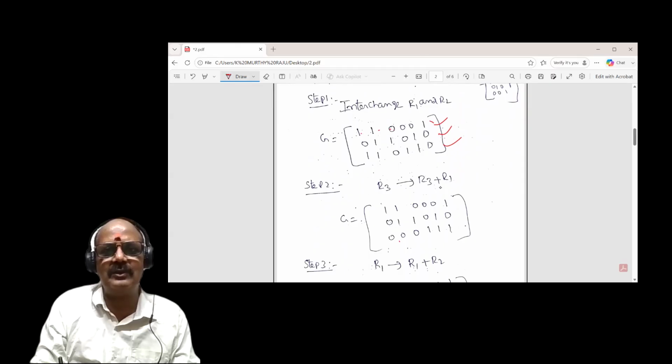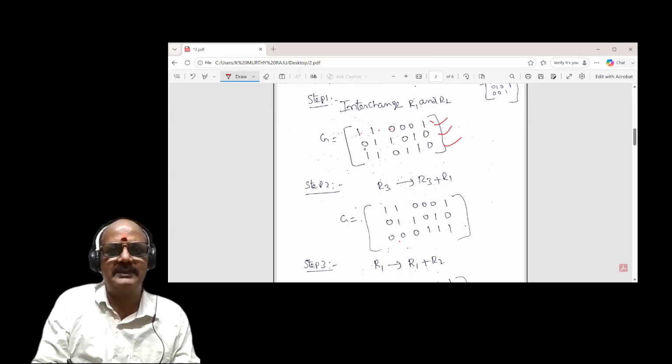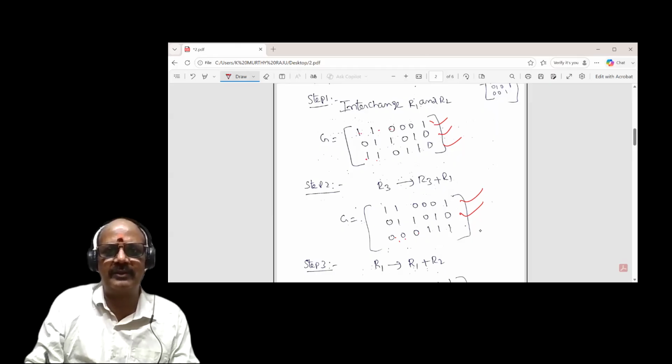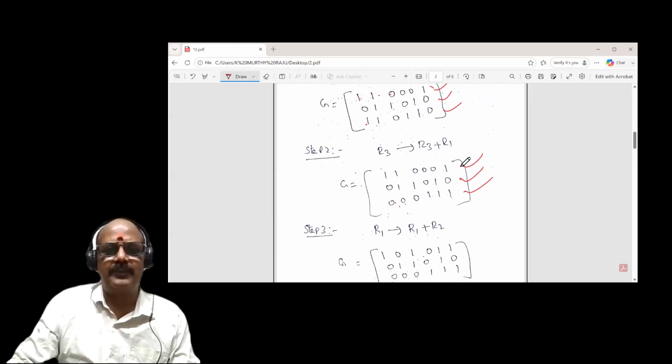The second one is R3 = R3 + R1. R2 is as it is, R1 is also as it is, and R3 needs to be changed. R3 = R3 + R1. 1 exclusive OR with 1 is 0. 1 exclusive OR with 1 is 0. 0 exclusive OR with 0 is 0. 0 exclusive OR with 1 is 1. 0 exclusive OR with 1 is 1. 1 exclusive OR with 1 is 1, like that.